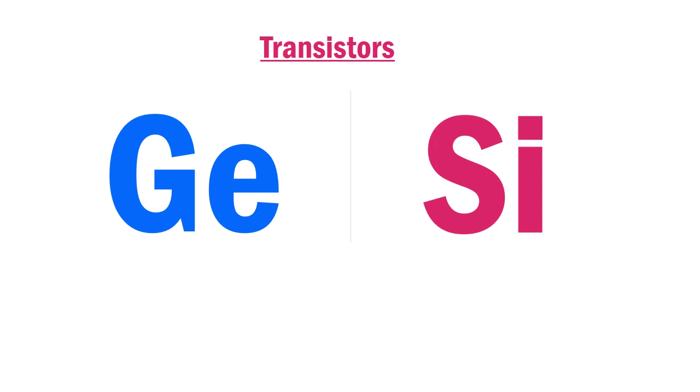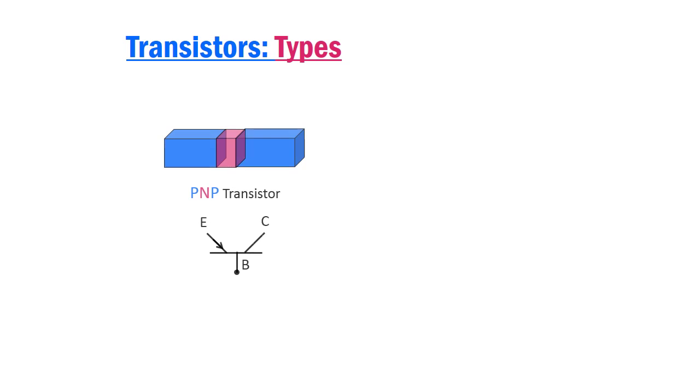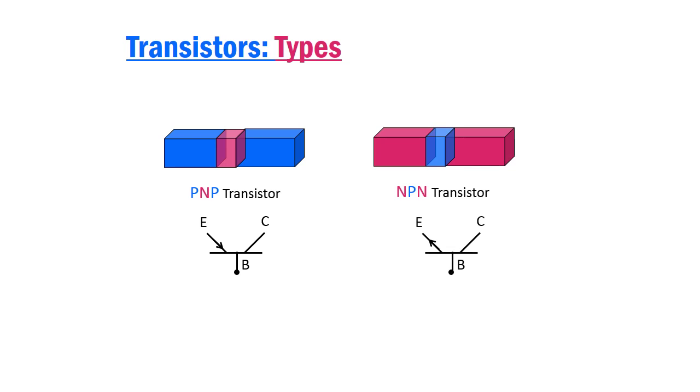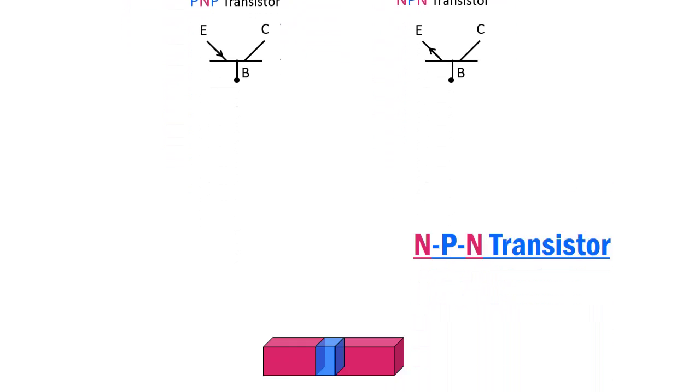A transistor consists of a single crystal of germanium or silicon, which is grown in such a way that it has three regions. Transistors can be divided into two types: PNP transistors and NPN transistors.